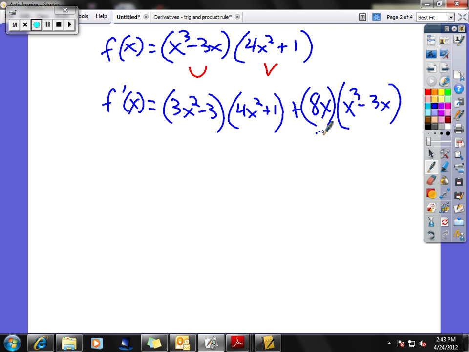Let me do one more example. I'll just do another example down here. So f of x equals, let's say, 3x squared tangent x. All right, so let's do f prime on that. Okay, so f prime of x.